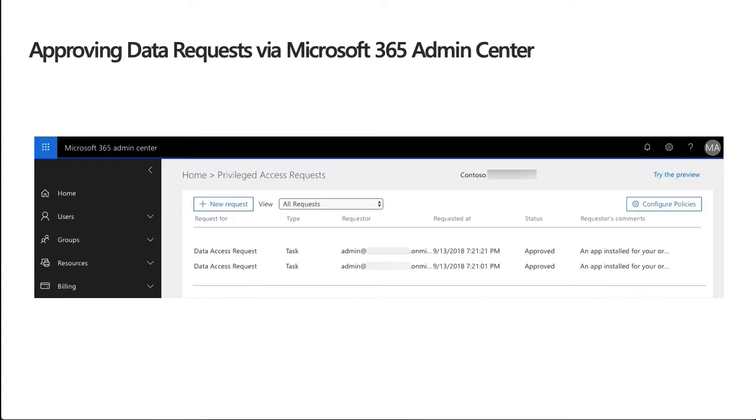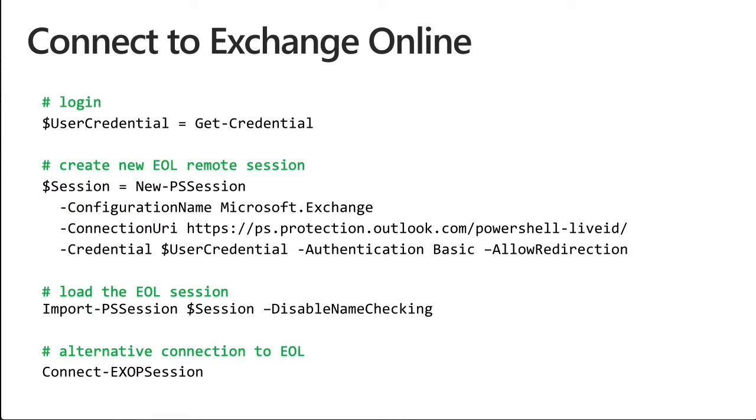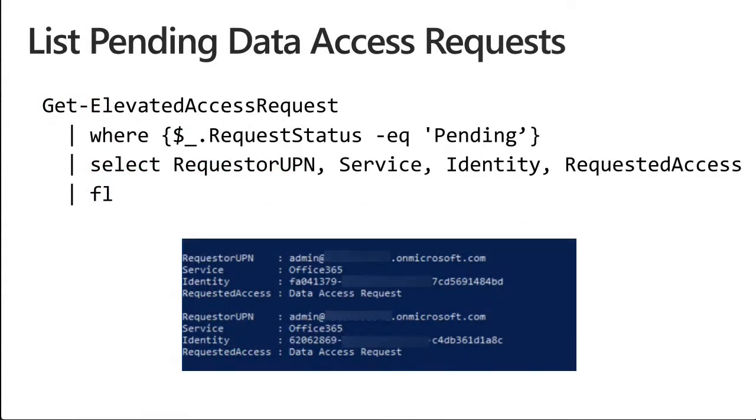Well, here's what it looks like. I've got an admin request from the Microsoft 365 Admin Center. You can see these requests are in here. Now I've approved both of these. If you want to do it using Exchange Online, this is what the PowerShell looks like to connect to it. You need to make sure you have the Exchange Online PowerShell installed, and then using it, you can get a list of all of the data requests that are out there.